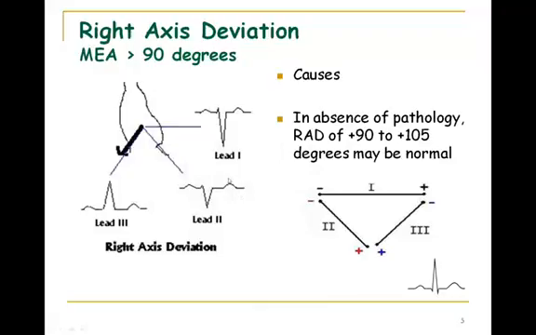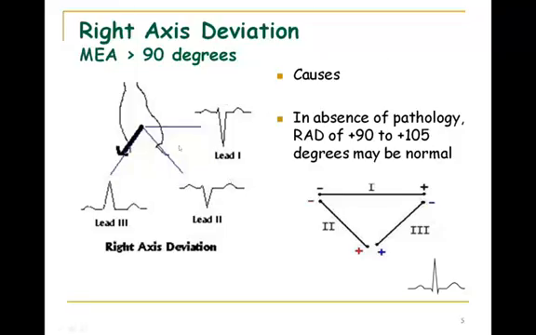Okay, so here, just as in left axis deviation, you have a little leeway. With a right axis deviation, if you have a mean electrical axis that's over 90 up to 105 degrees, that can be considered normal as long as everything else looks fine, even though it's still a right axis deviation. That person may be perfectly normal, nothing wrong with them, except they just have a right axis deviation. So it could be anatomical.